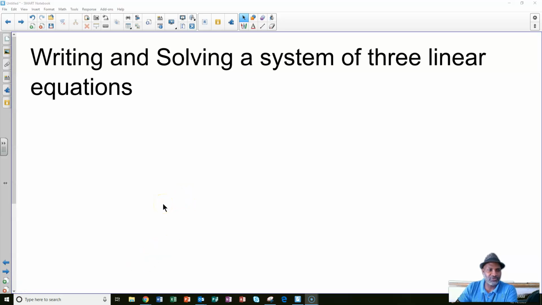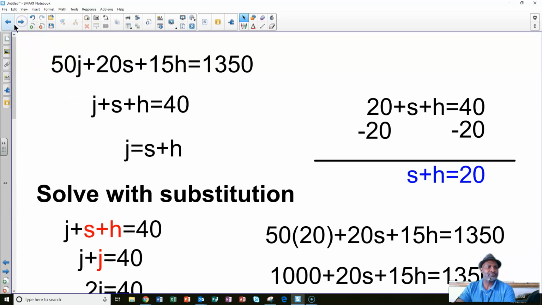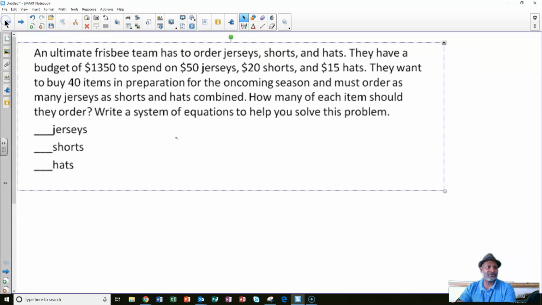Okay, today we want to write and solve a system of 3 linear equations from a word problem. Alright, let's go to the next problem.